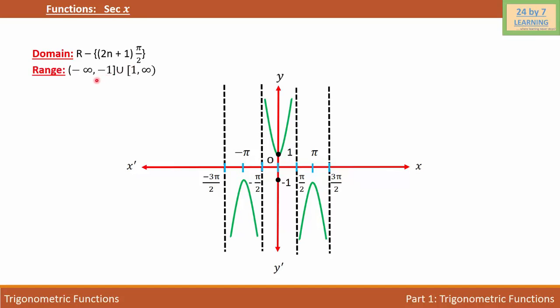The range of the secant function is negative infinity to negative 1. Basically, we are starting at negative infinity on this side all the way to negative 1, and then it's not defined between negative 1 and 1. So we are leaving this gap, and then it's again defined from 1 to positive infinity, which goes in this direction. And that's what we have over here. The range is negative infinity to negative 1 union 1 to infinity.